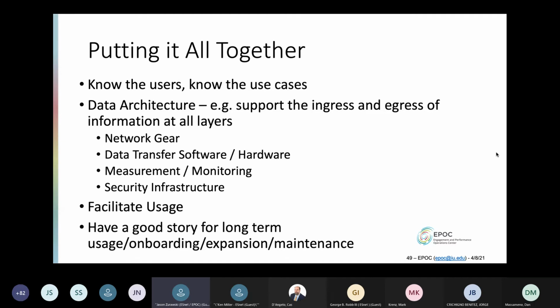Facilitate usage, because if you build it, they're not going to come right away. They need to understand how to integrate it and how to use it. And then have a good story for the long term, which is basically making sure that you can continue to have people adopting this, onboard them the proper way to do things, expand it, maintain it, because it will become a critical part of the infrastructure over time.